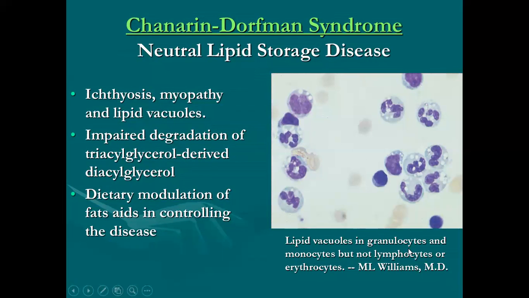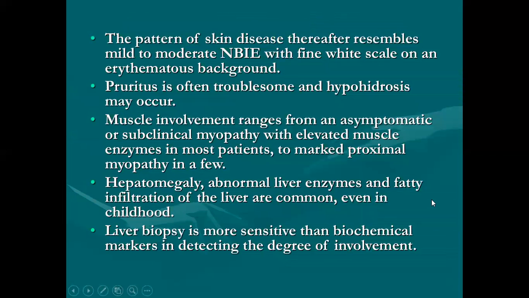Lipid vacuoles are seen in granulocytes and monocytes, but not in lymphocytes. These are the lipid granules which are seen in the granulocytes. The pattern of skin disease thereafter resembles mild to moderate non-bullous ichthyosiform erythroderma with fine white scales on an erythematous background. Pruritus is again troublesome and hypohidrosis may occur.